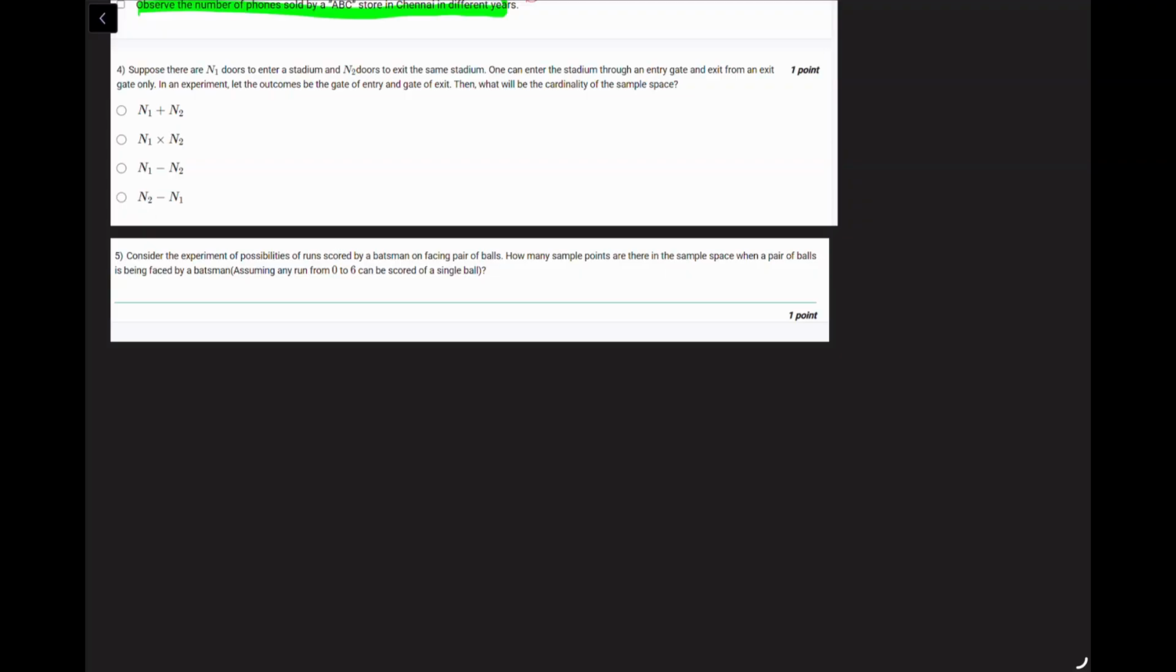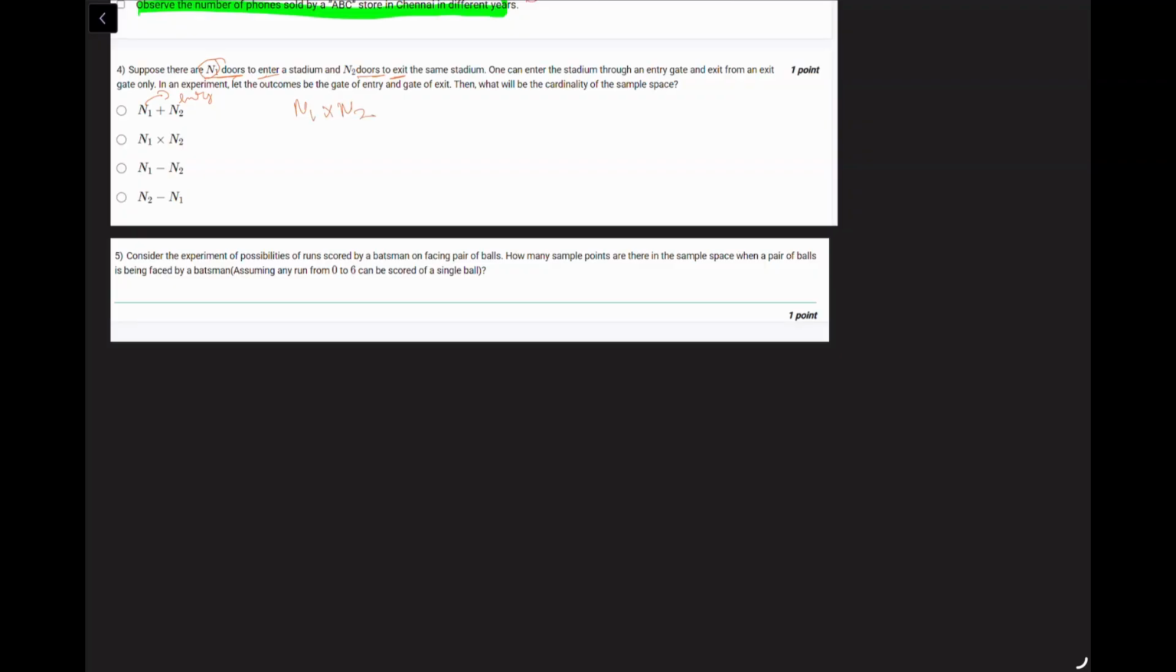Okay, now let's do some explanation. Each outcome is a pair. Why is that? Because we have exit and we have entry. So we have an entry door, we have an exit door. If there are N1 entry doors, N1 is your entry door, and N2 is your exit door. For every way to enter, for every N1, there are N2 possible exits as well. So your total outcome is going to be N1 times N2.